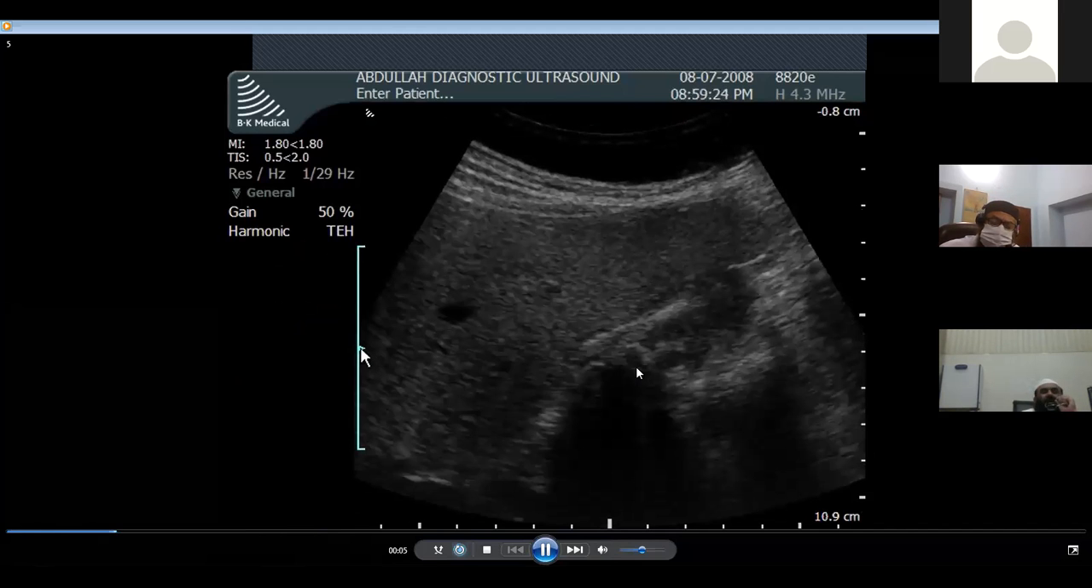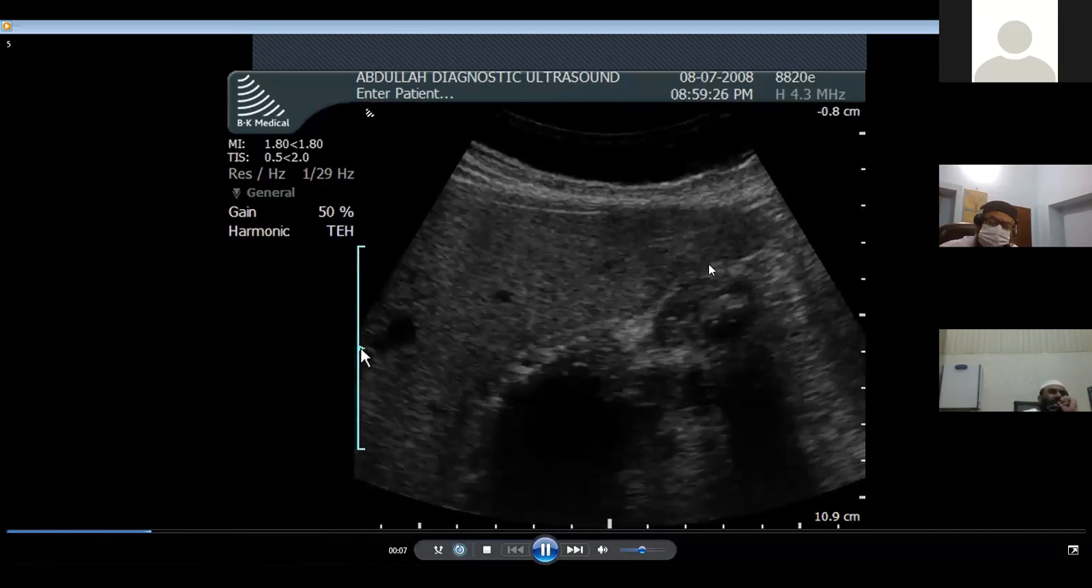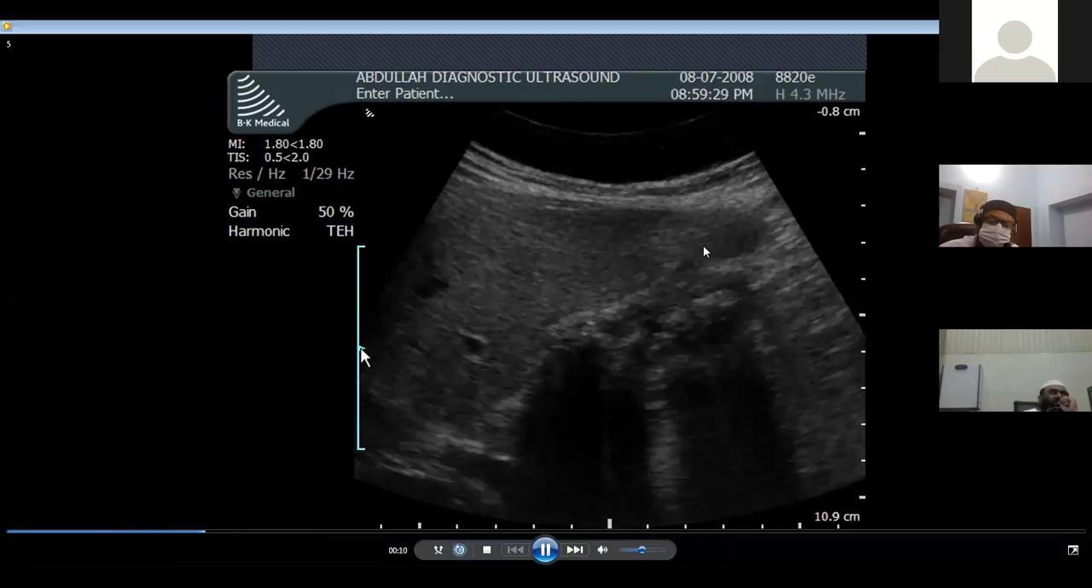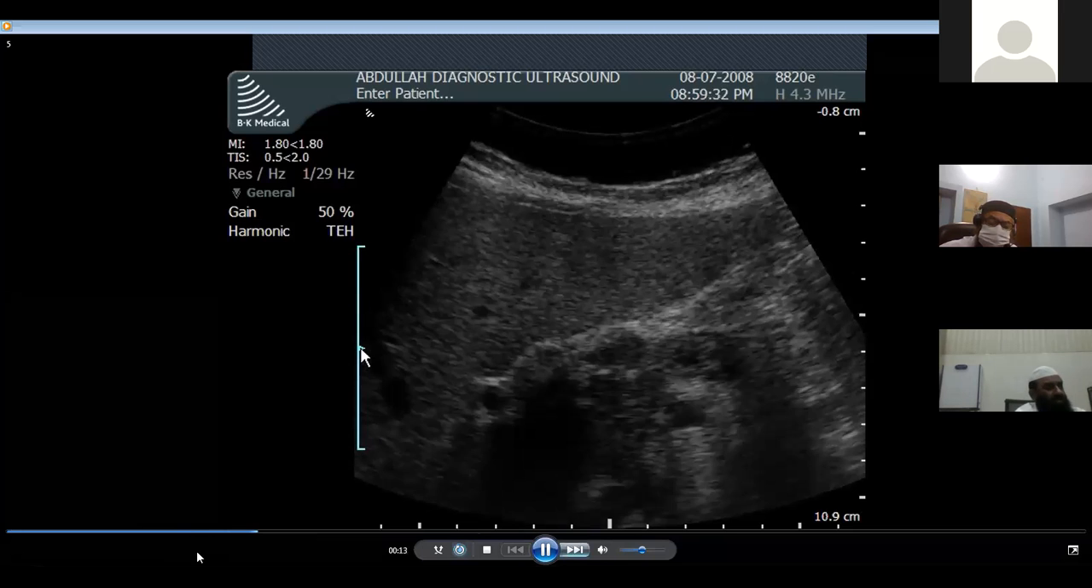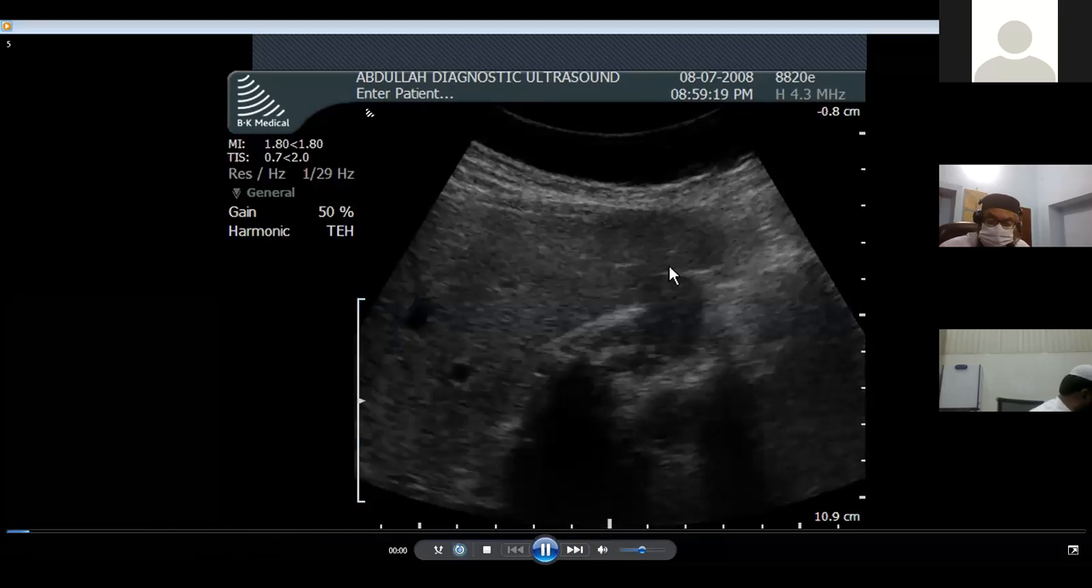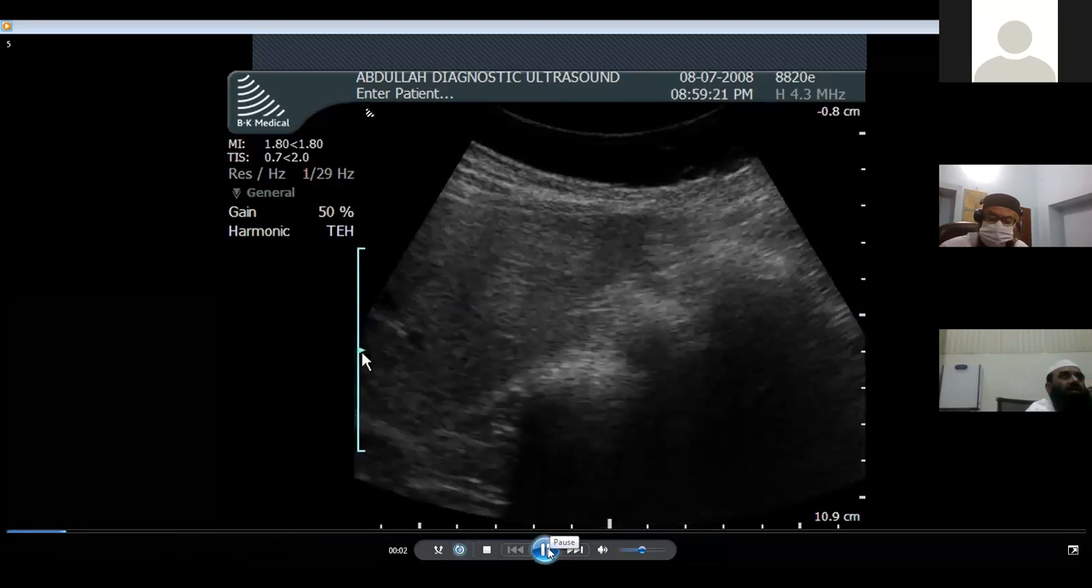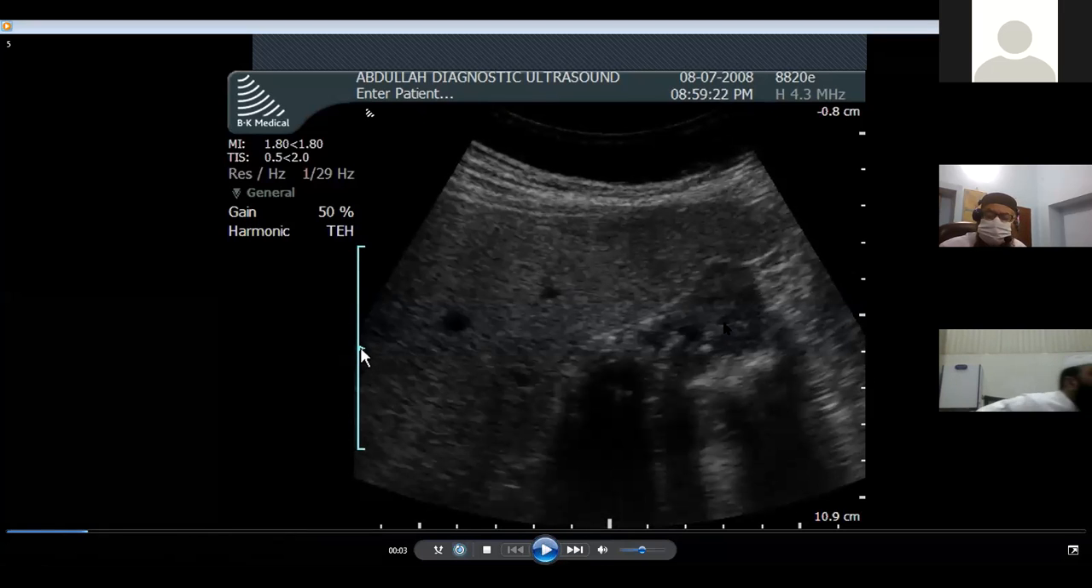Sometimes these stones are seen along with tumorous thickening. There you see a growth which is bulging into, there you see a fleshy growth which is bulging into the gallbladder fossa. This is in the wall. You can see the stone here with shadow. And this is a fleshy growth bulging into the liver in the gallbladder fossa.